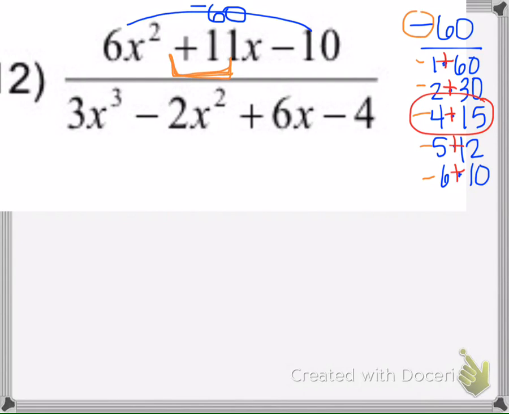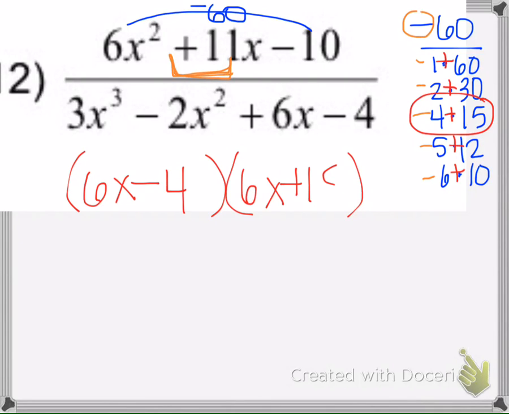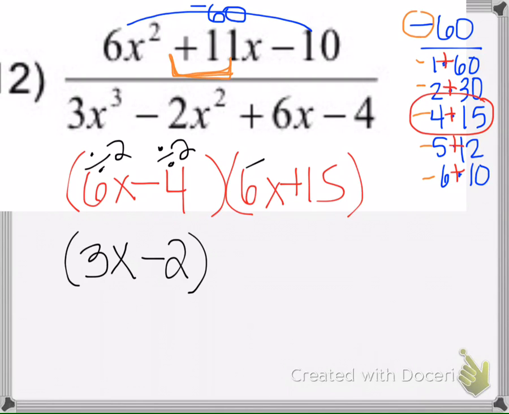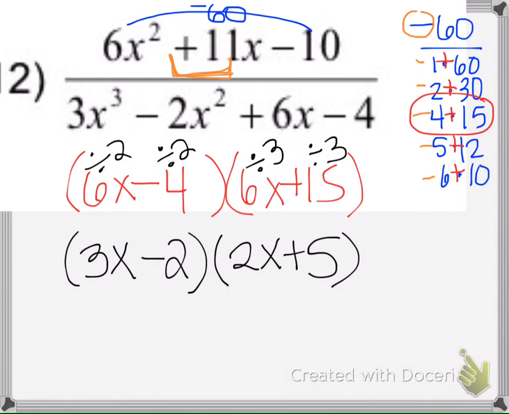So we're going to have 6x, 6x, and then we have negative 4 and positive 15, and then remember we're dividing out like they were fractions. Both of these, 2 can go into 6 and 4, so it would become 3x minus 2, and then what can go into here is 3. So then we'd have 2x plus 5. So now we have successfully factored the numerator.